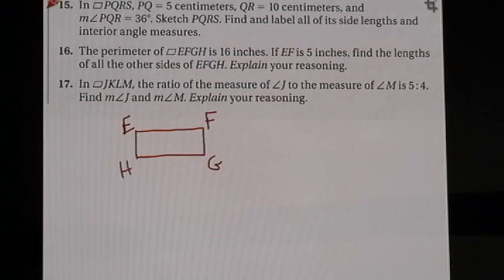GH. Now, you might have something that comes out and the lengths of the sides are not right. That's okay. But EF is 5. That means GH across from it must be 5. Those two sides together account for 10 inches. So we have 6 inches left to work with. We have 2 sides left to divide them among. So this is 3 and this is 3.